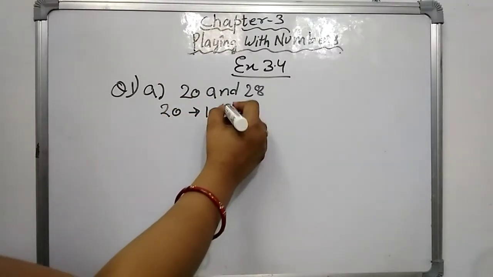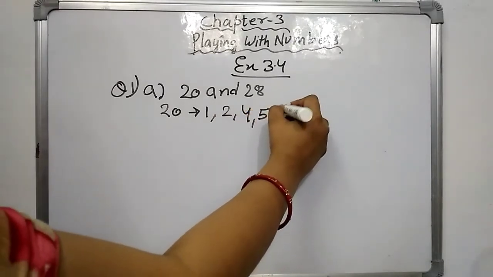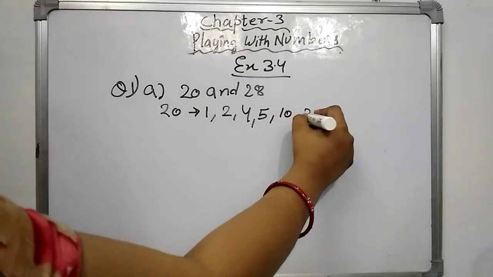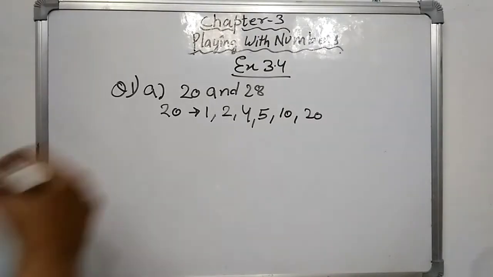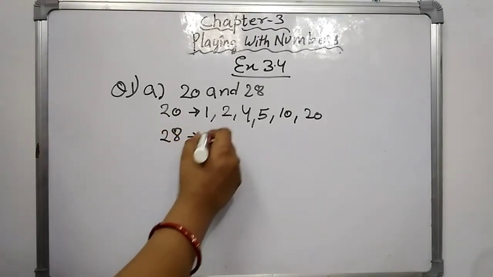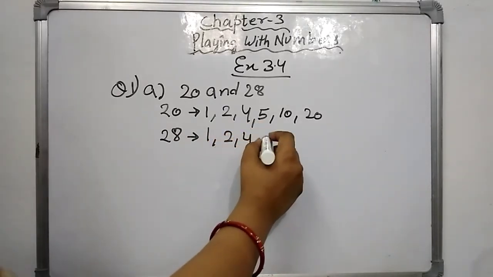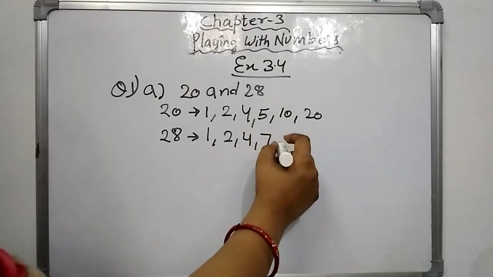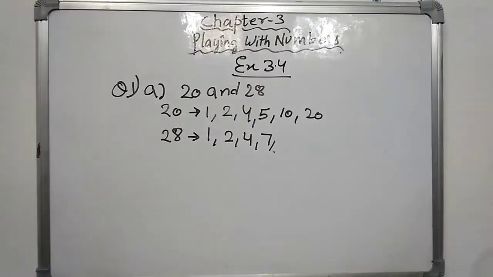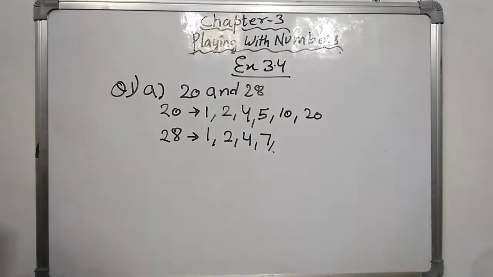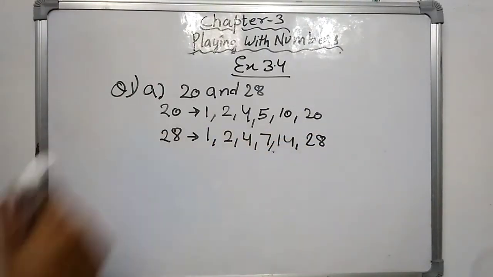Number 1, 2, 4, 5, 10 and 20. These are factors of 20. Now write down factors of 28. 1, 2, 4, 7, 14 and 28. So these are factors of 28.